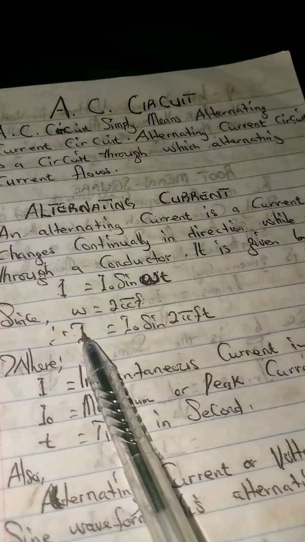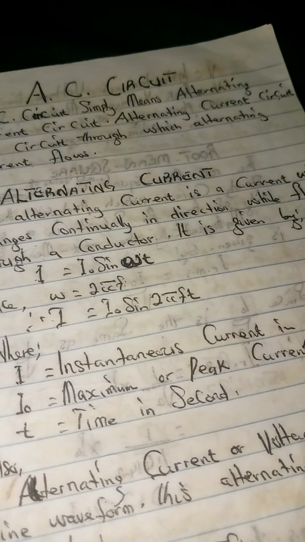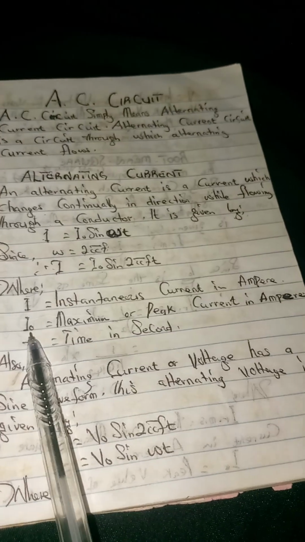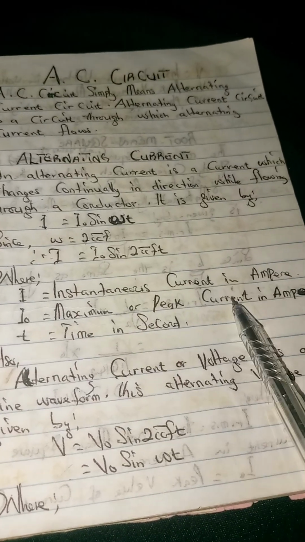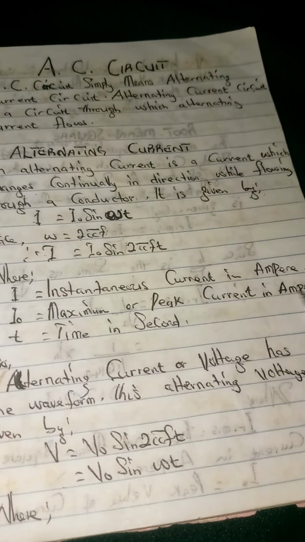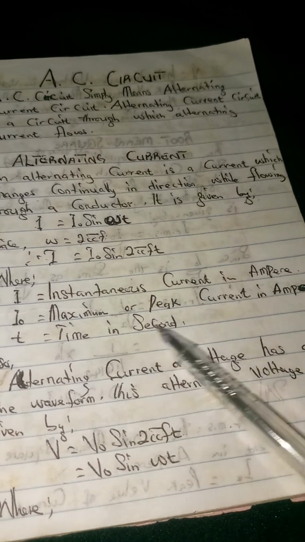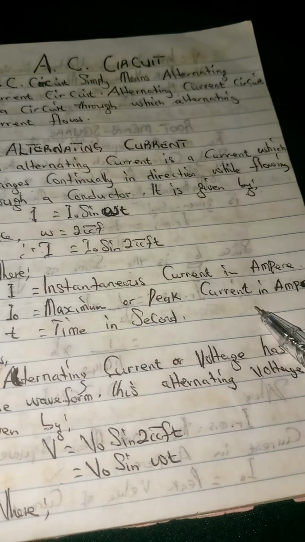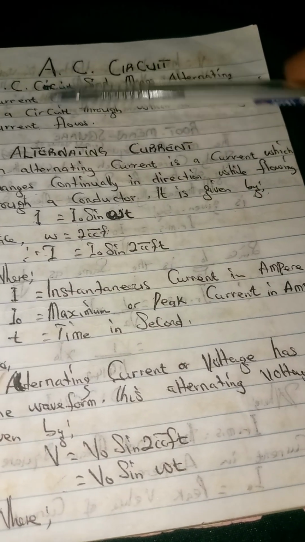Where I, the capital letter I, stands for the instantaneous current in ampere. Now, my I naught stands for the maximum, or you can call it the peak current. We know current is measured in ampere. Then t stands for time, and time is measured in second. Then f is your frequency, and frequency is measured in hertz. I'm sure you understand everything from here to here. It's simple.